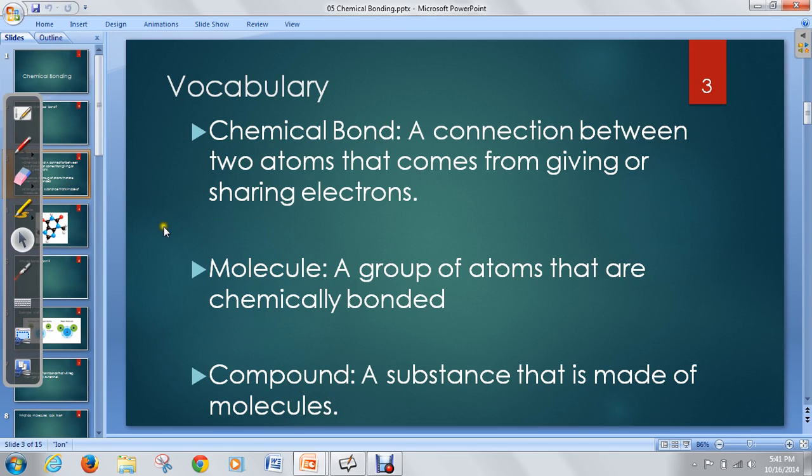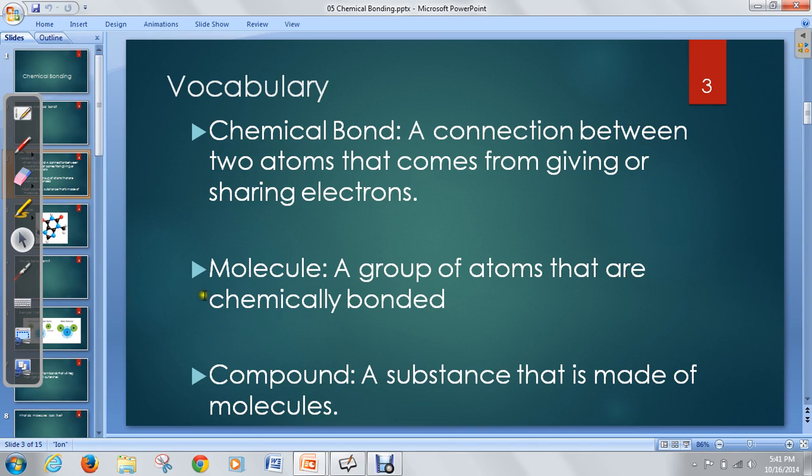So let's look at some vocabulary. A chemical bond is a connection between two atoms that comes from giving or sharing electrons. We'll get into detail on this a lot more later in the chapter, but this is the basic idea: two or more atoms will try to share electrons so that they can make a chemical bond that will make them more like a noble gas.